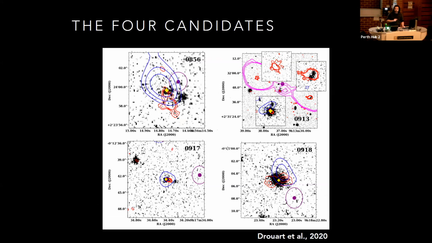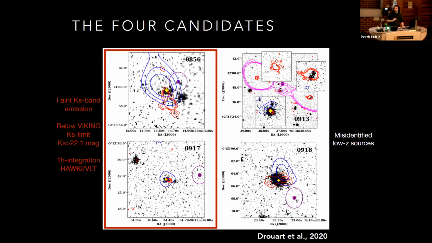Note that those sources are a couple of arcseconds across at maximum. I will focus on the one on your left-hand side, which was not detected in VIKING. The host is there, no problem. There is a strong 100 GHz continuum emission, which seems to be radio, given the morphology. And the right-hand source is basically a misidentified lower-redshift companion. We'll come back to those later.